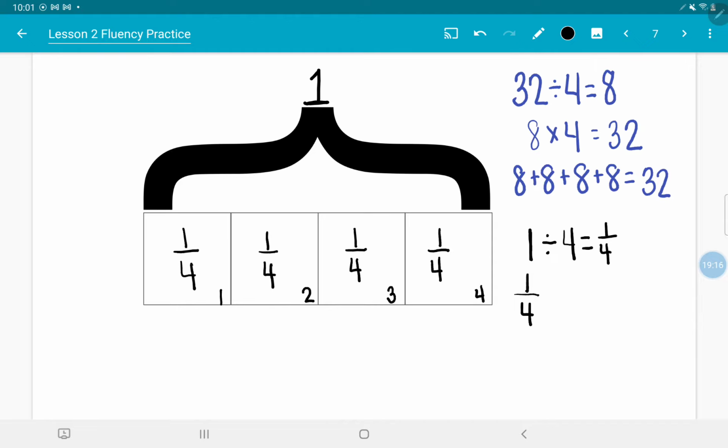How many 1/4s do we have? 4. 1/4 times 4 equals how much? If I have 4 1/4 size pieces, how much would I have? I've got 1 whole, wouldn't I? Yes. Very good. How could I write 1/4 times 4 as repeated addition?